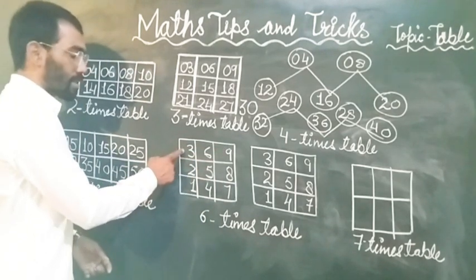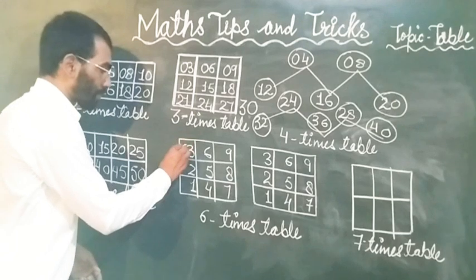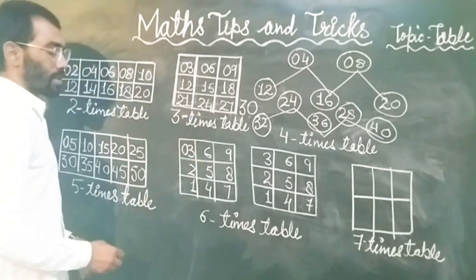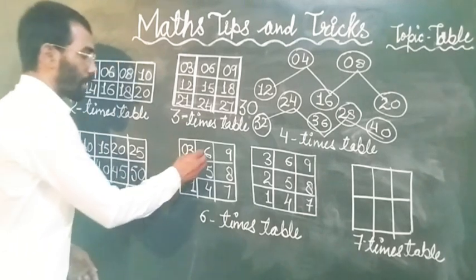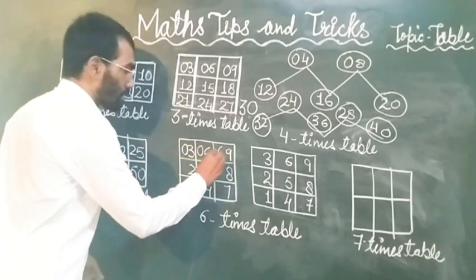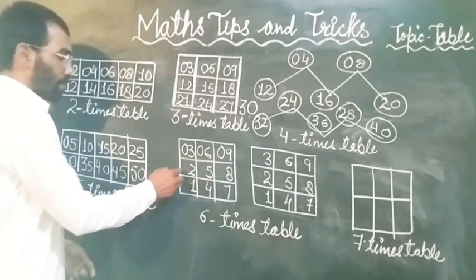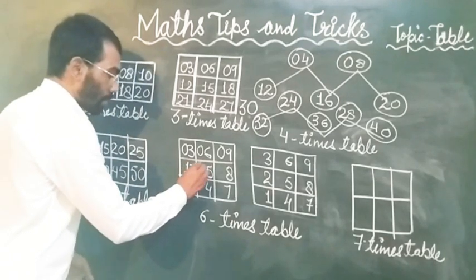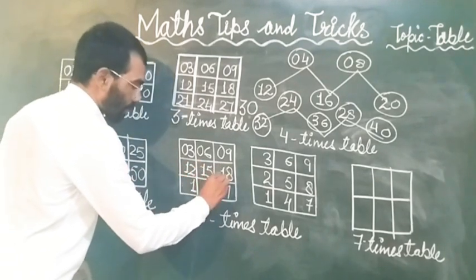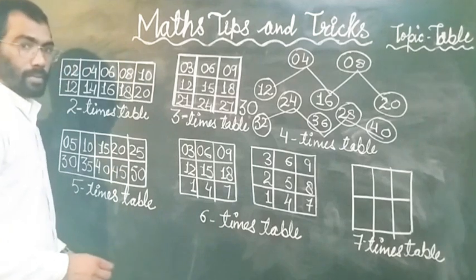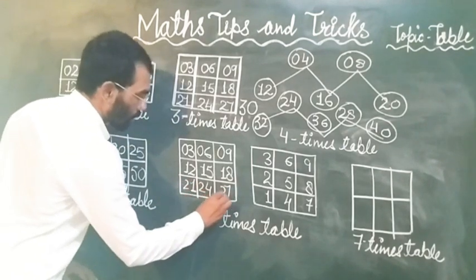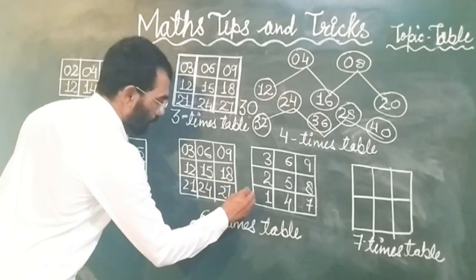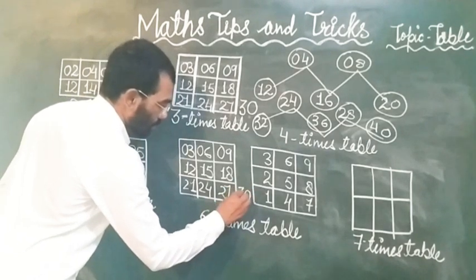Write 0 at the tens place of the first row. This is the first row, right, at the tens place. This is ones, this is tens. Okay, write here 0, write here 0. Write 1 at the tens place, 1 and 1. What comes after 1? 2. Write 2, 2, 2, and write 3.